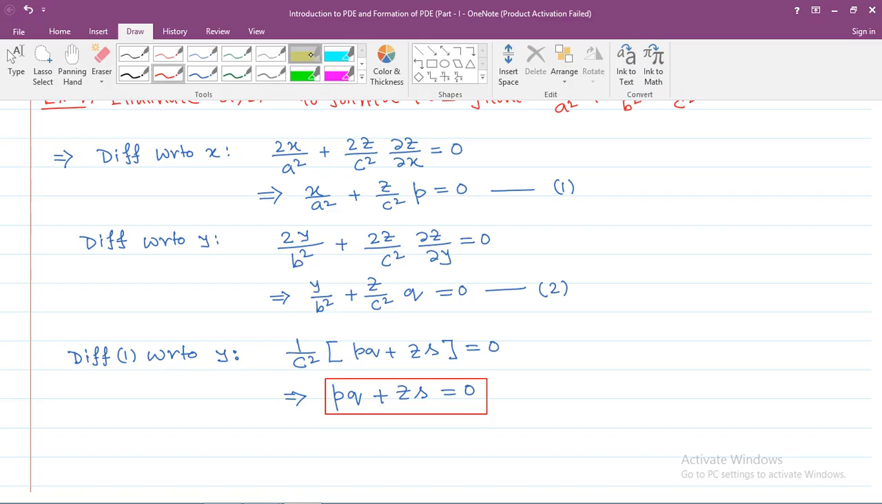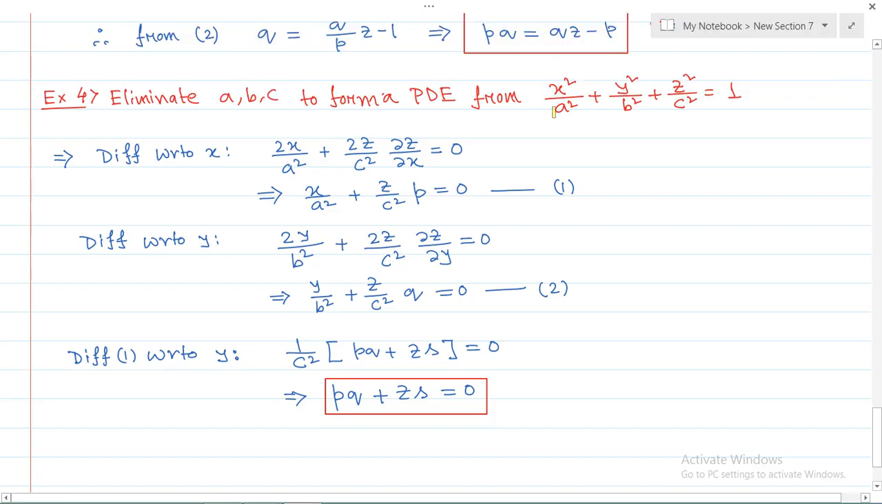Okay, so now if you look at this equation, we have three arbitrary constants a, b and c, but the number of independent variables here are x and y, only 2. So we have the third case, where the number of arbitrary constants is more than the independent variables.